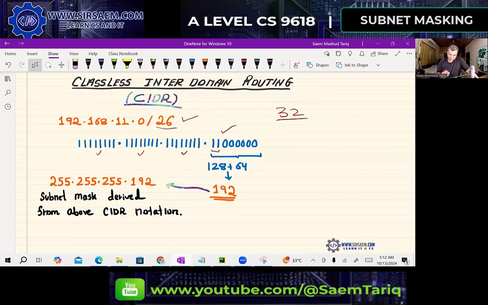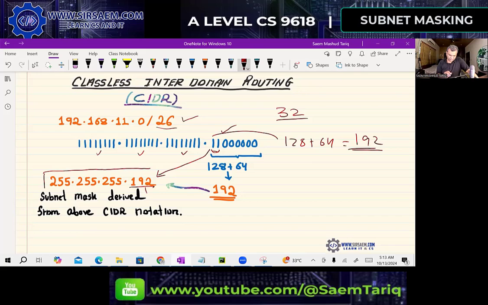What if I add these two together? 128 plus 64 equals 192. This is how we derive the subnet mask from the CIDR notation. So 255.255.255.192 in CIDR notation is equal to this, so slash 26 means the same thing.